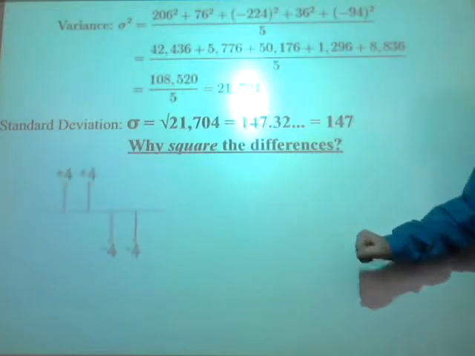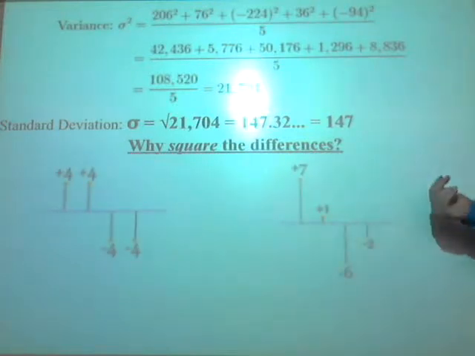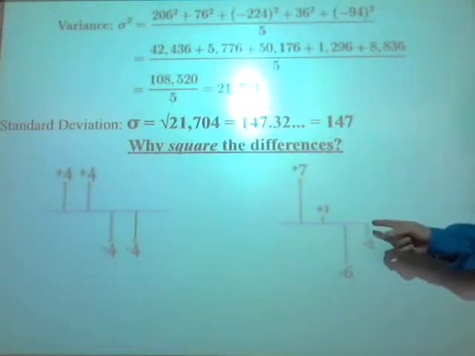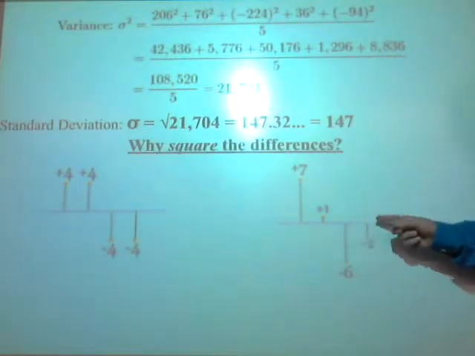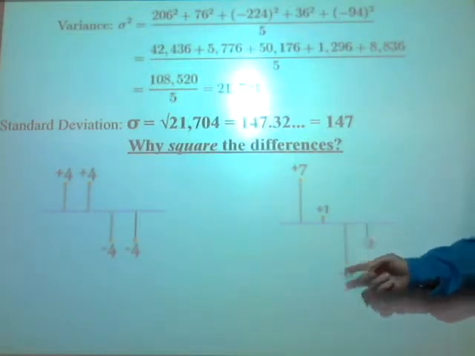But here's the problem. Take a look at these two values. These are the ones up here. Now you can look up here. Okay? These guys are clearly not the same, right? There's a lot more variability here, isn't there, than there is here.